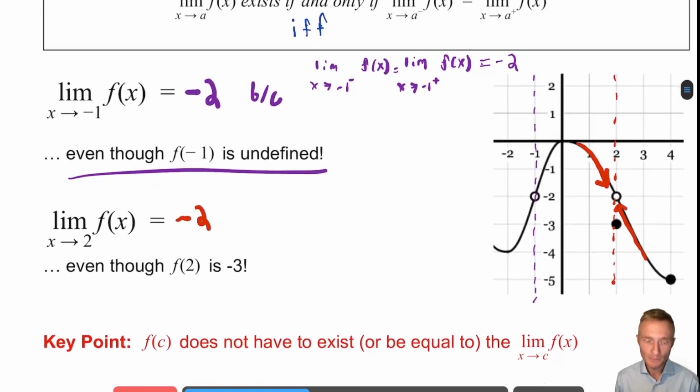So here's the key point. f of c does not have to exist. So that was the first case. The function was purely undefined at f of negative 1. Or f of c can be different from the limit as x approaches c of f of x. Those can be different numbers. Okay? So now we're going to look at a few more things.